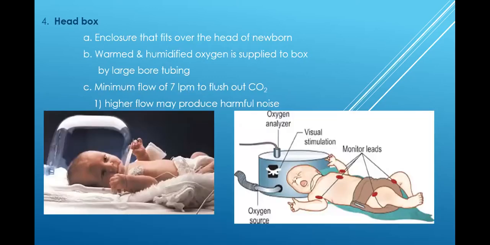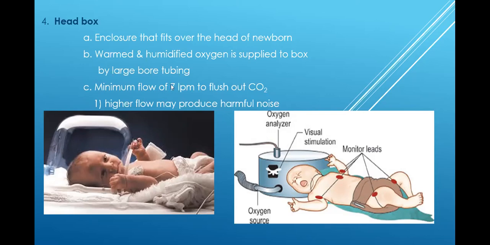Number four, the head box. The head box is a high flow oxygen device. It's an enclosure that fits just over the infant's head, the newborn. Warm, humidified oxygen is supplied to the box by a large bore tubing. The minimum flow for the head box is 7 liters per minute to flush out any CO2. If you turn up the flow too high, what's one of the problems? Noise, you'll scare him. He ain't going to want to be in there, right?